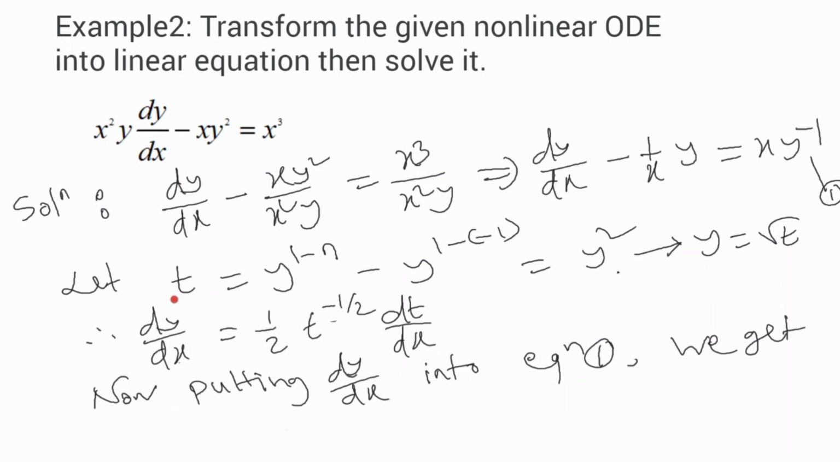So we consider t equals y to the power 1 minus n. Here n is minus 1. That means t equals y to the power 2. So y equals square root of t. So from this relation we find dy/dx is equal to half t to the power minus half dt/dx, using the same rule. Now we have to put this dy/dx into equation number 1.